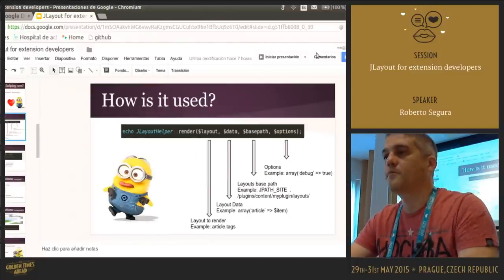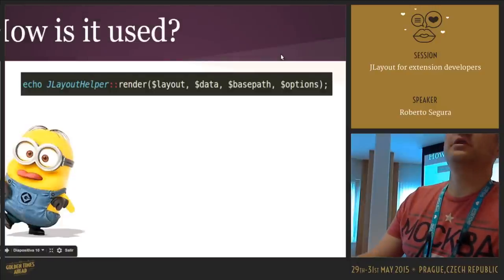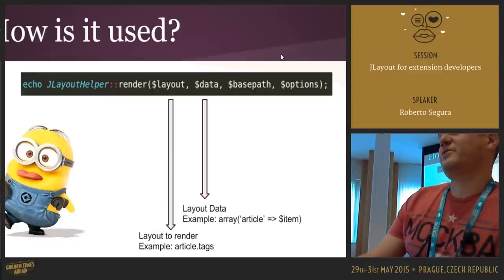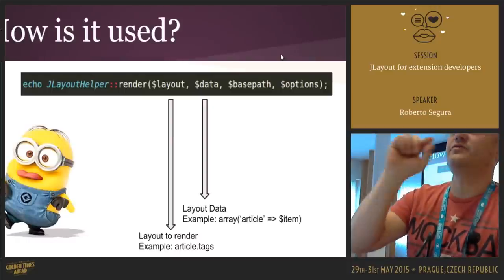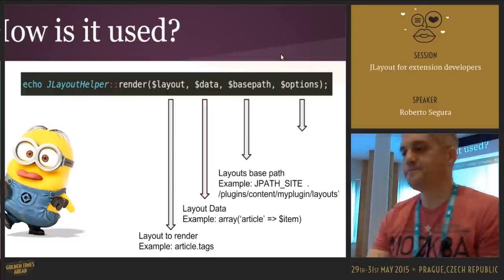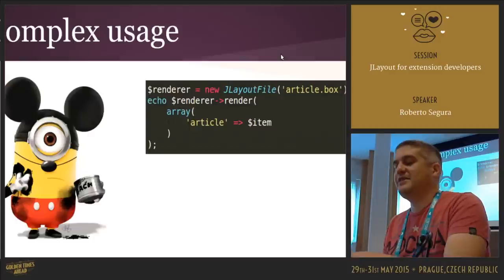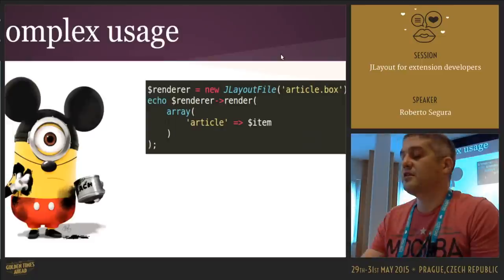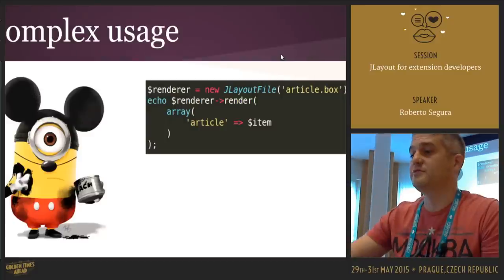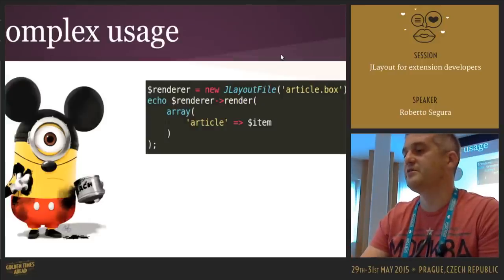So we were here. If you are not passing the component option, it's just the active component. It's useful, for example, for the tags example: it will render the tags, but the extension developer, the component developer, can customize how those tags will be shown. And that's the complex one, it's not complex, but creating an instance of the layout. The first parameter is the layout that is going to be rendered, and then you call the render method, passing it the data that you want to render, which in this case is the article.